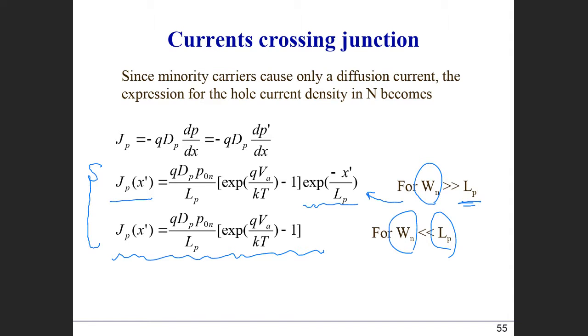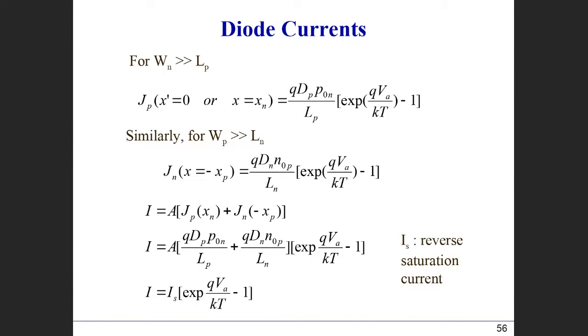The important thing here is that when we calculate the hole current, especially in the neutral region, we just need to use this diffusion current equation. So using this one you can calculate the hole current. A similar approach we can apply to the electron current in the p side.